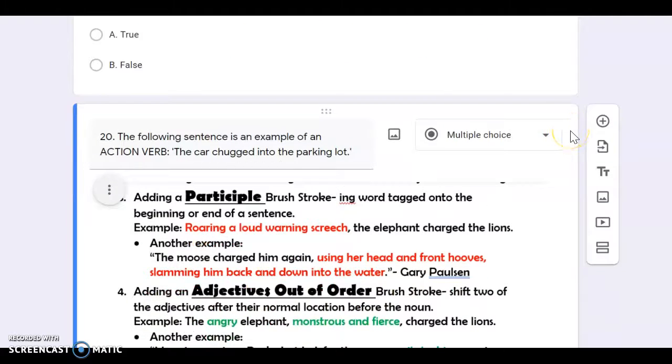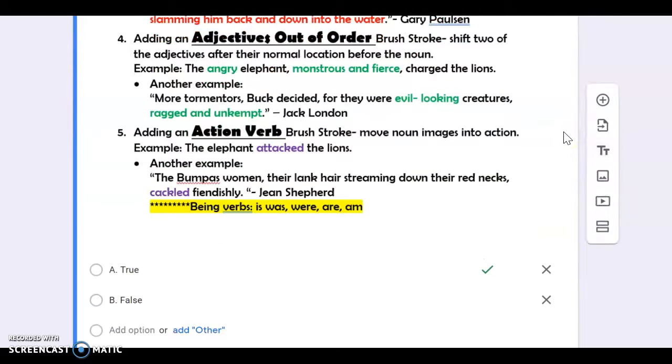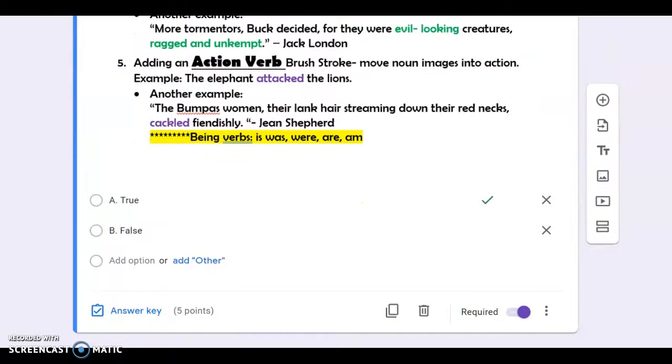And 20. The following sentence is an example of an action verb. The car chugged into the parking lot. A, true, B, false. And you're done. Good luck.